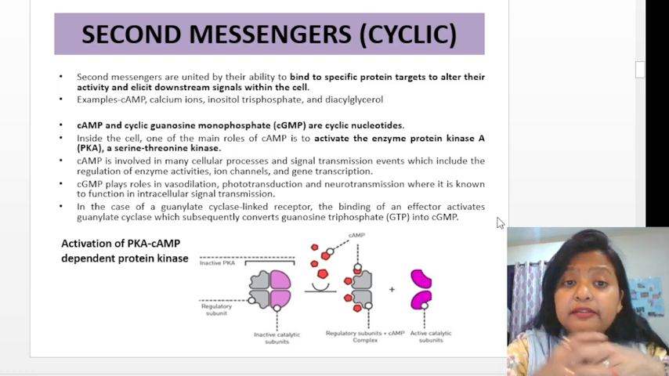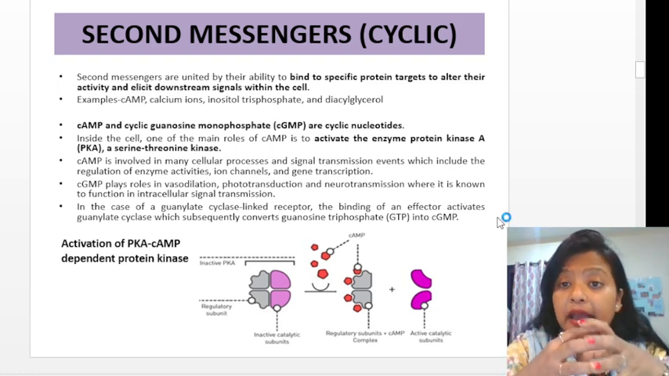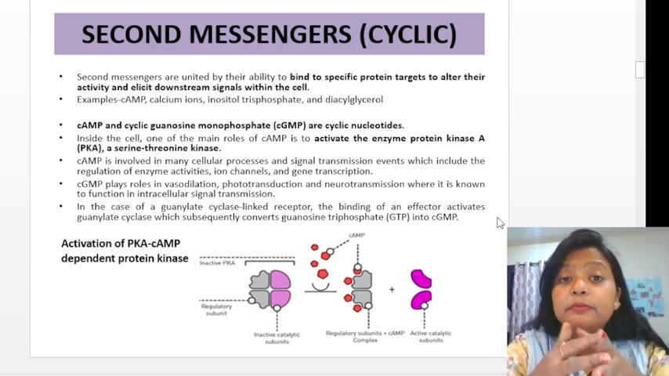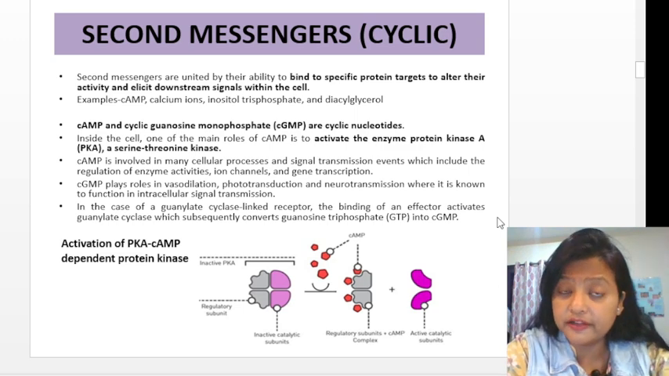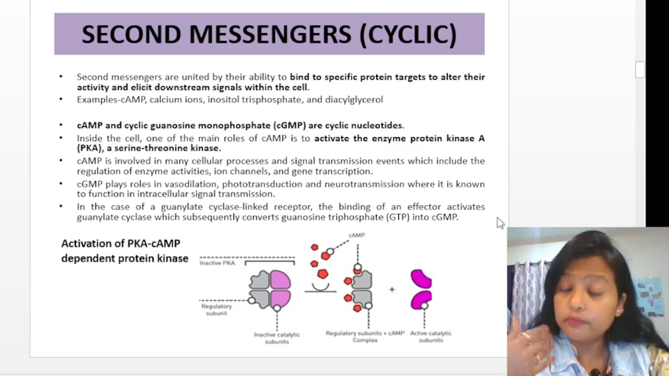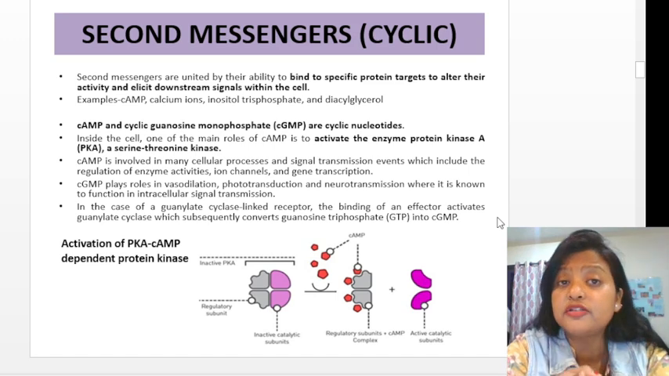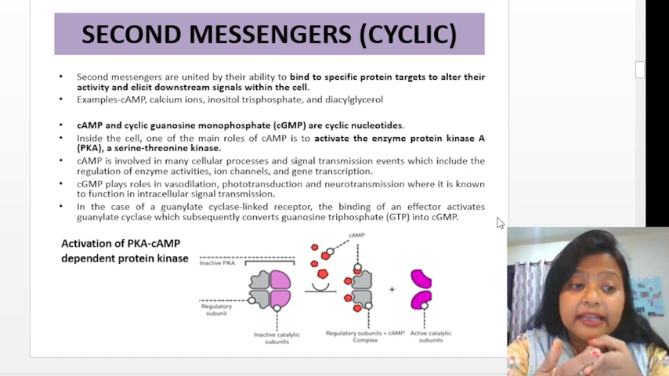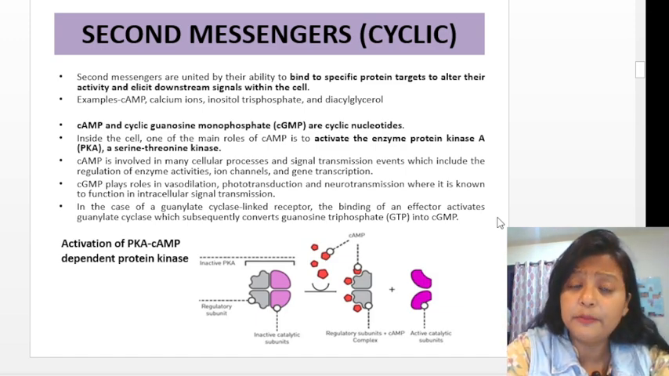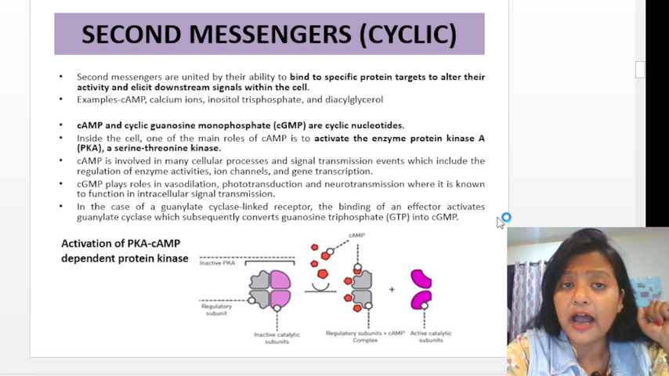Okay, so these messengers, what will happen? They will come and help in the further processing of the signal. That means there are some downstream responses, downstream signals, which will be brought about because of these second messengers. Now, these second messengers or secondary messengers are of three types. They may be cyclic, they may be in the form of lipids, and they may be in the form of ions.